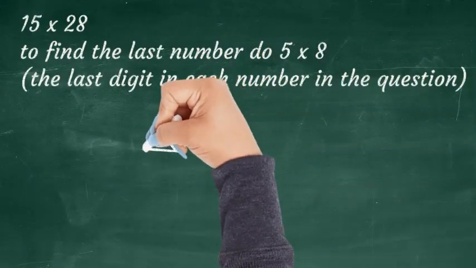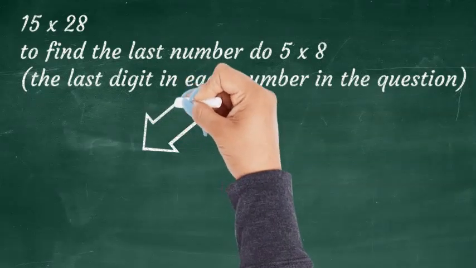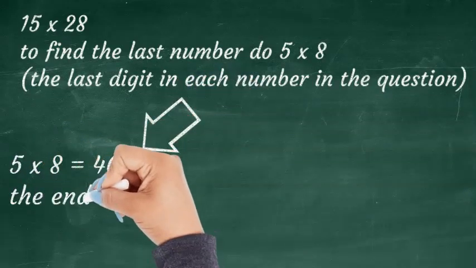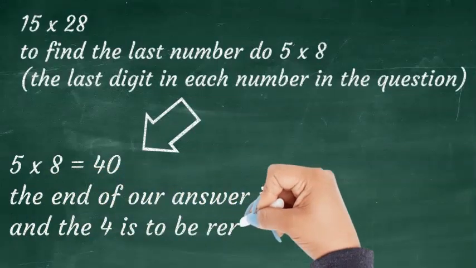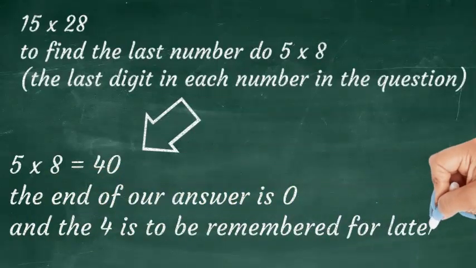To find the last number, do 5 times 8. This is the last digit in each number in the question. 5 times 8 is 40. So the end of our answer will definitely be 0. And the 4 is to remember for later.